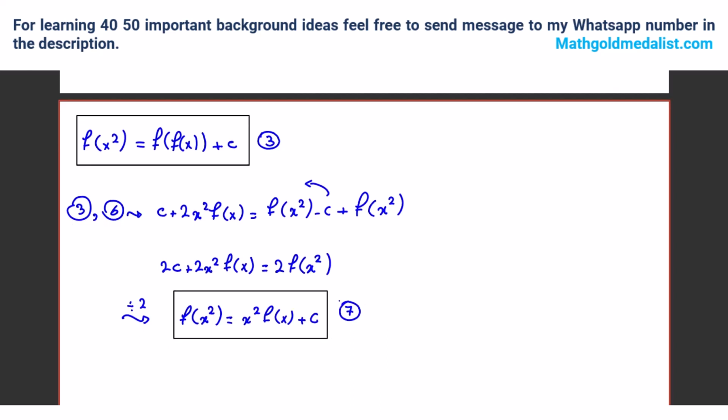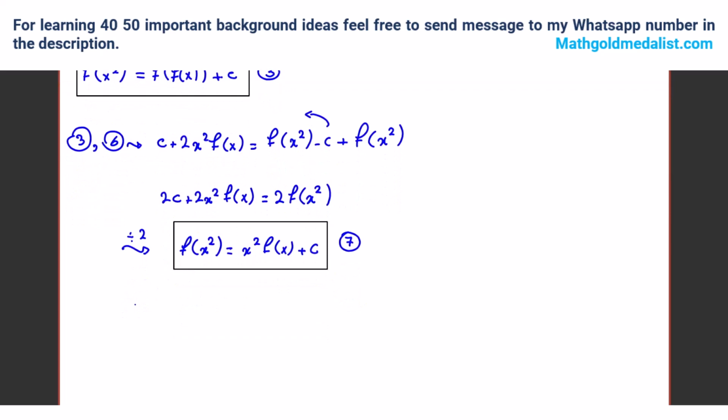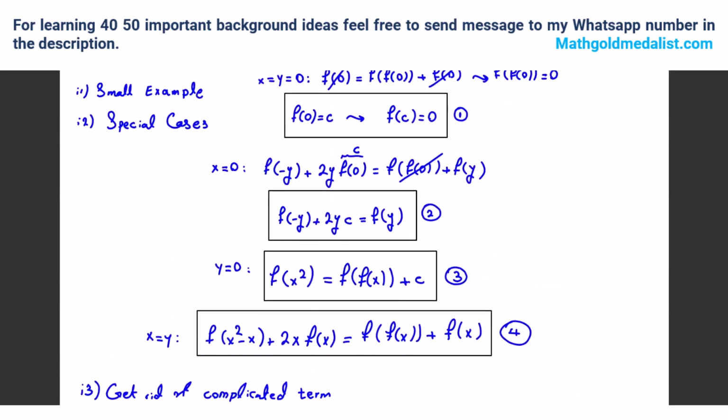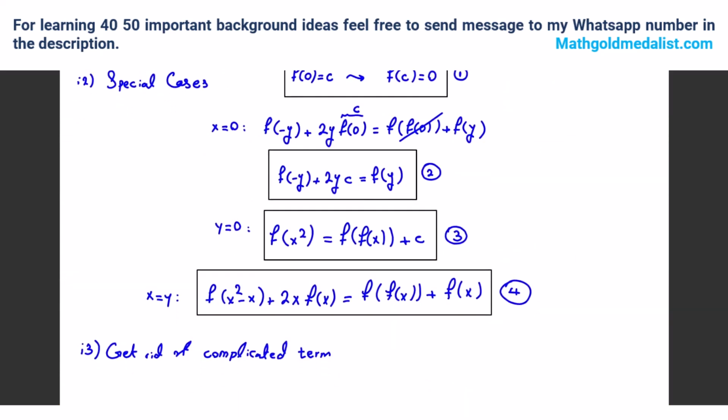Why? Because we proved that f of c is 0. So if I replace x with 0 in this one, then f of 0 is equal to c. So we've not reached any important result. Okay, so we've reached an obvious result. Now let's see the things that we have.